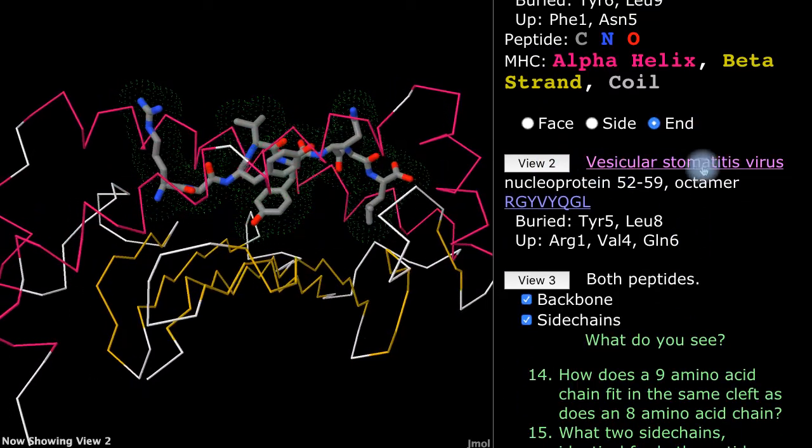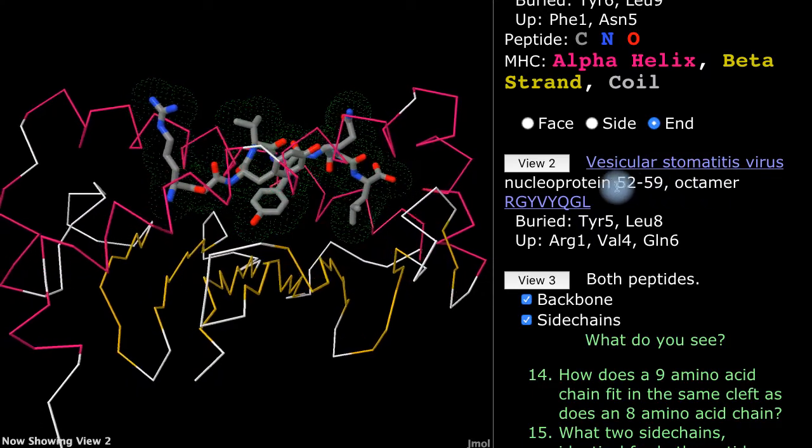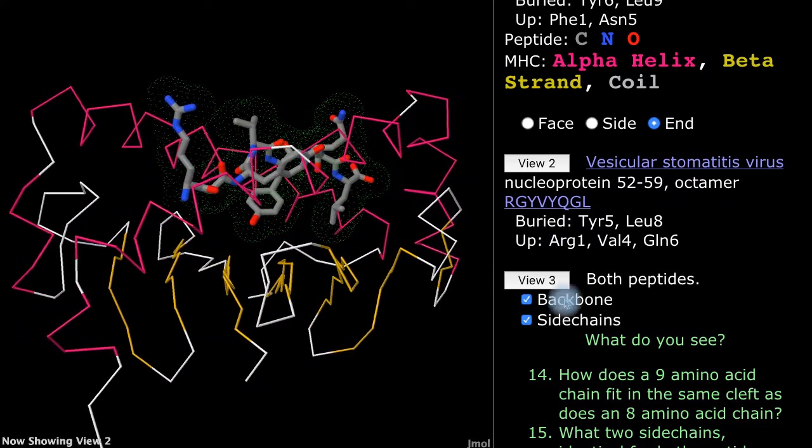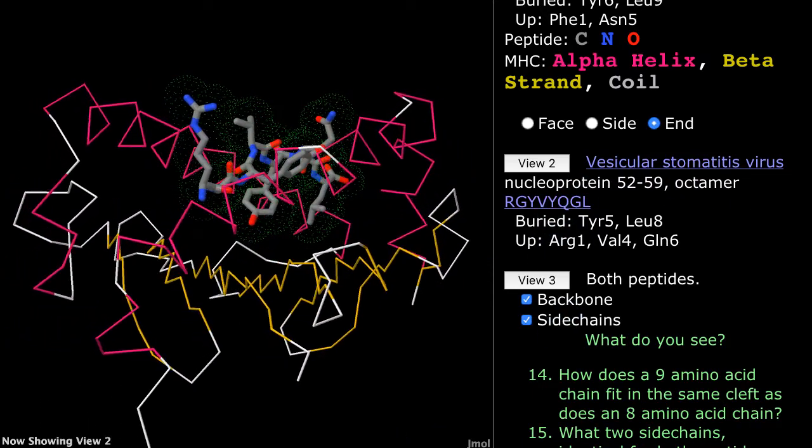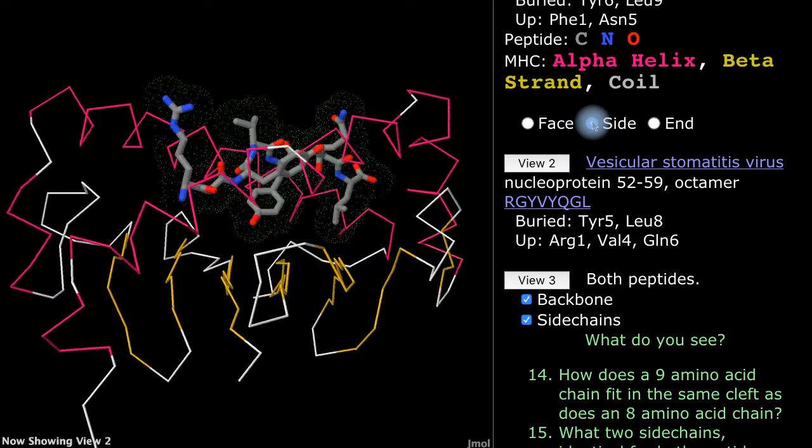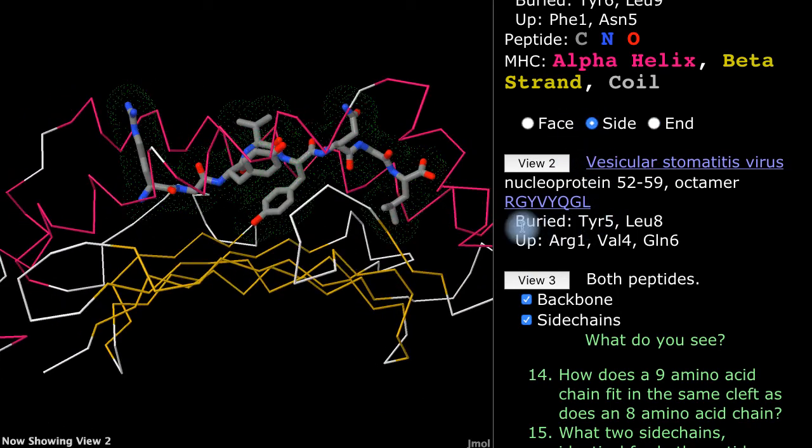In view 2, we've changed the peptide to an 8 amino acid peptide fragment from vesicular stomatitis virus nucleoprotein. This peptide is able to fit in this particular MHC class 1 allele because it has exactly the same buried amino acid side chains in the same positions. These are called anchor residues.